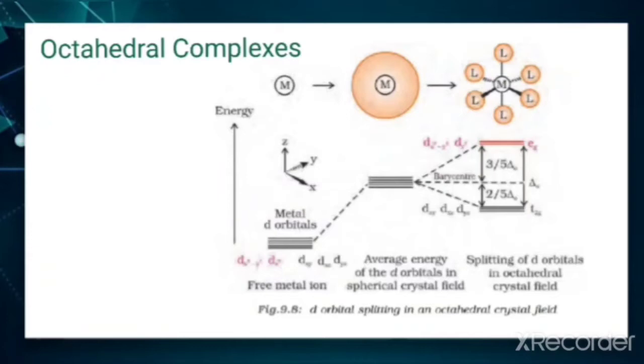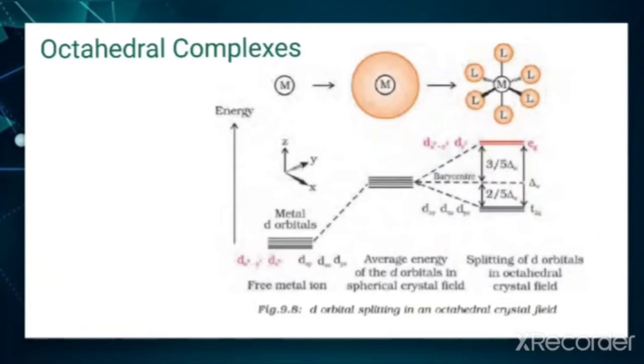This energy separation is called crystal field splitting. And when you look here, the energy of the Eg set is slightly increased and the energy of the T2g set is slightly decreased. So how much is it increased? The energy of the two orbitals of Eg, that is dx square minus y square and dz square, will be increased by 3 by 5 of delta naught, and the energy of dxy, yz and zx, that is the three orbitals of T2g, is decreased. How much is it decreased? That is 2 by 5 delta naught. It is given in this figure.